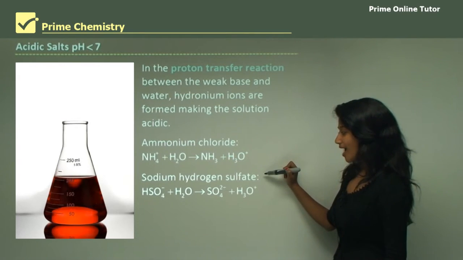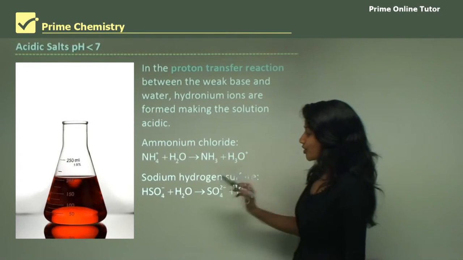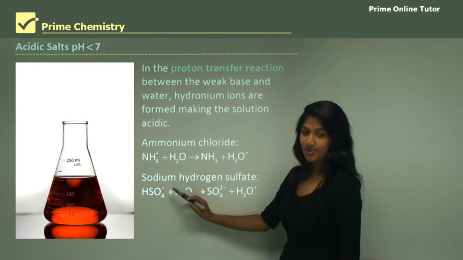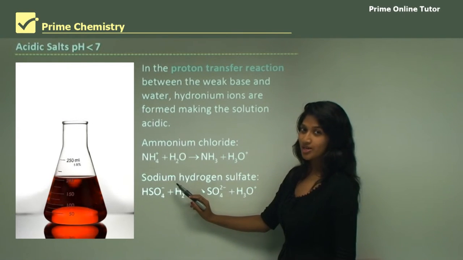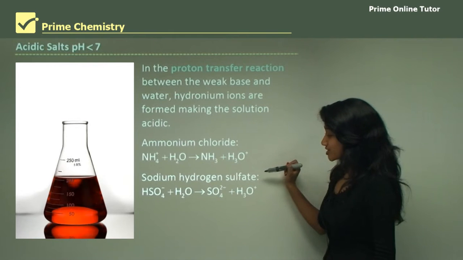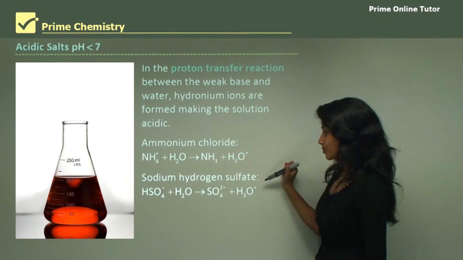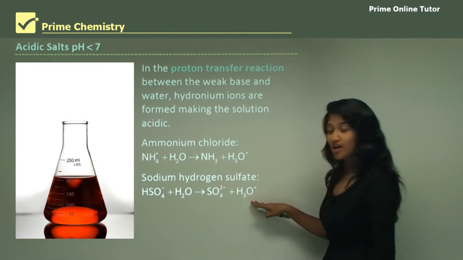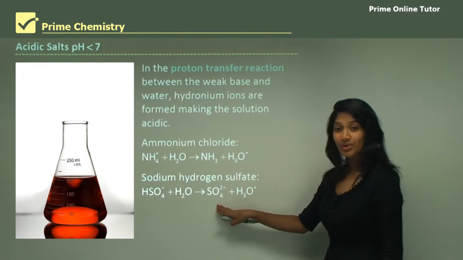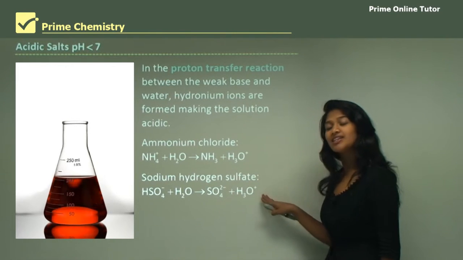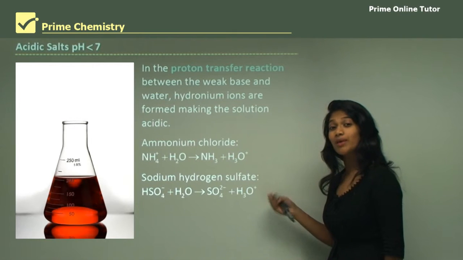We have sodium hydrogen sulfate. Now our sodium here is not going to react with water because it's from a strong base, sodium hydroxide. But our hydrogen sulfate, now that's going to react with the water to form a hydronium ion along with a sulfate anion. And it is the hydronium ion here that's going to make it acidic.